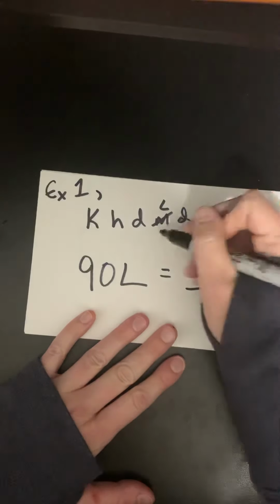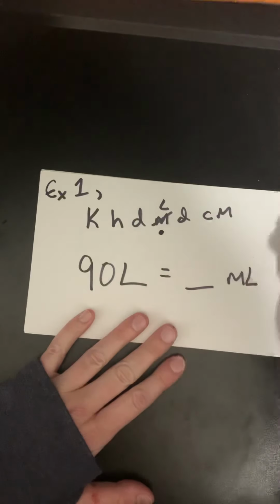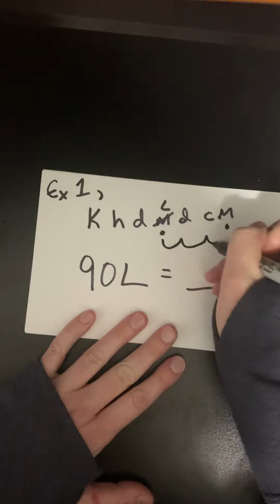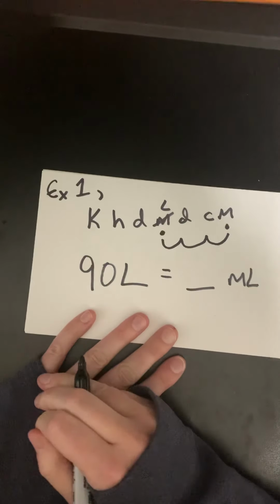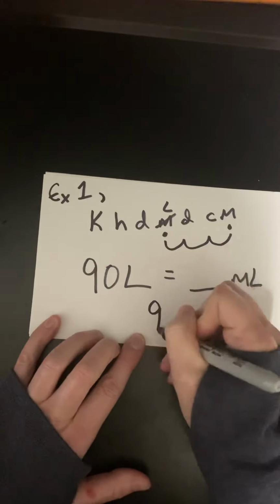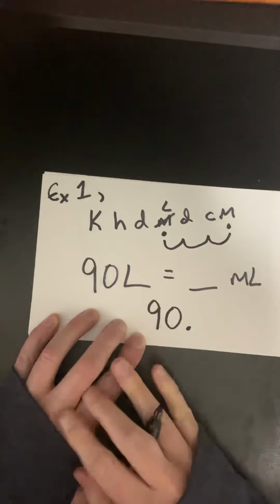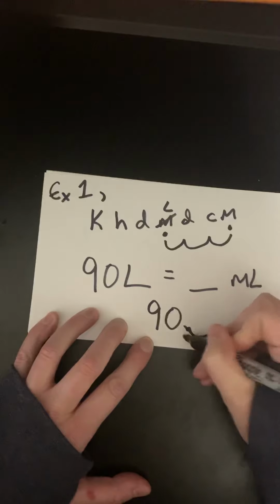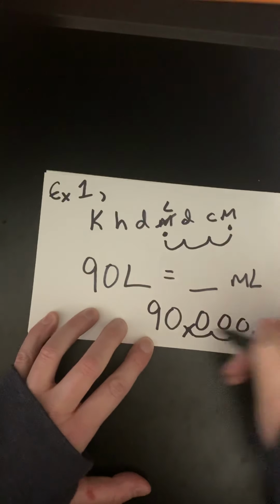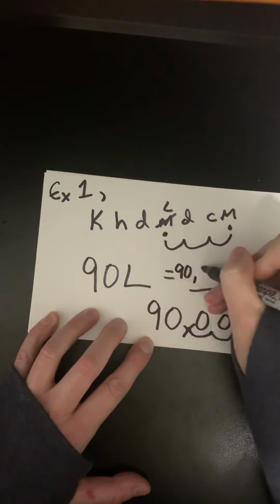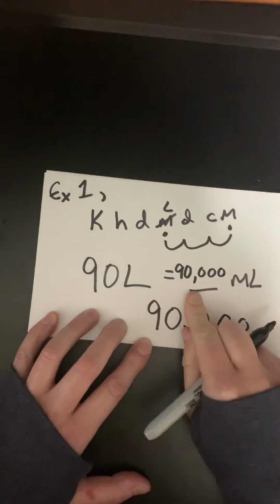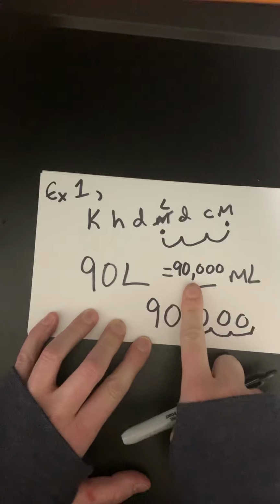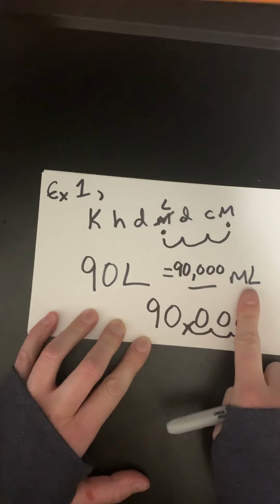The first example is 90 liters is how many milliliters. We're going to start at liters and end at milliliters, which is over here, and we're going to jump to the right 3 times. So I have my 90 with the decimal at the end, and I'm going to jump to the right 3 times. Then we put zeros there, and that is 90,000. That's a comma, not a decimal point. So 90 liters is equal to 90,000 milliliters.